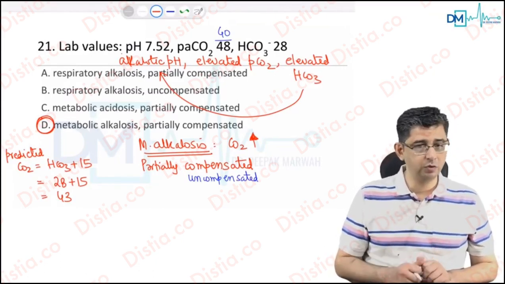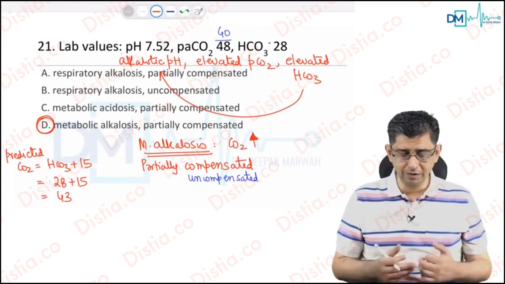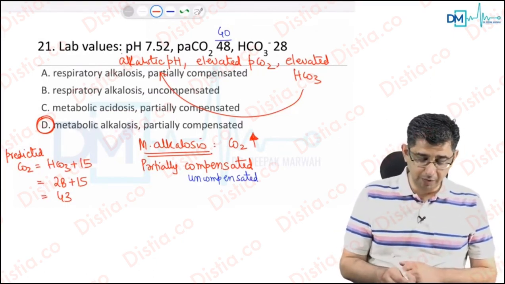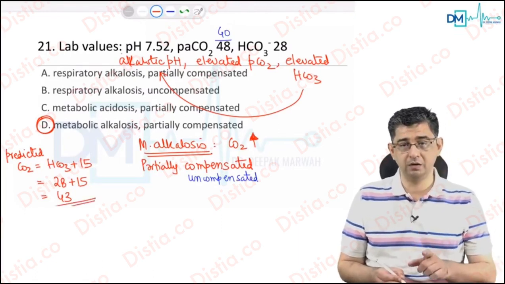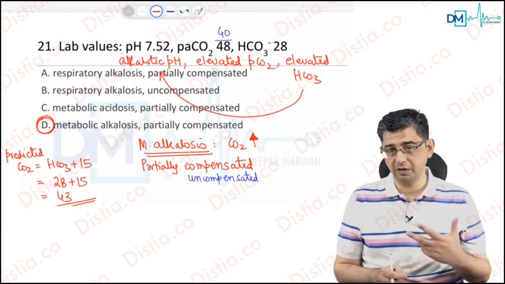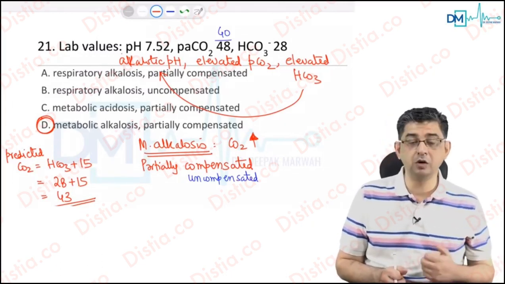So either it could be a factual error or the body has adjusted in a fashion that the value is higher. You see, what I'm saying is, if this predicted PCO2 value was not met, if it was on the lower side, then I would say the compensation process has not occurred, that is, uncompensated.